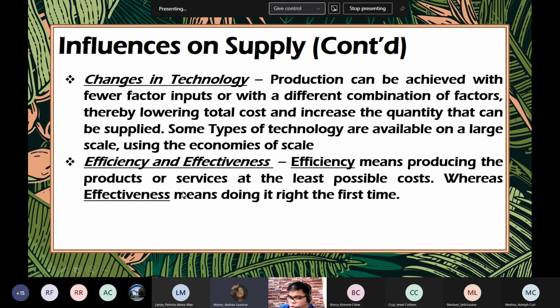Ayun, no? So, hindi ko na kailangan i-expound pa, nabanggit na ni Ms. Alamo kung ano yung difference ng efficiency and effectiveness. Ini-stress out na rin siya previously sa organization management. At inulit natin ulit sa economics.